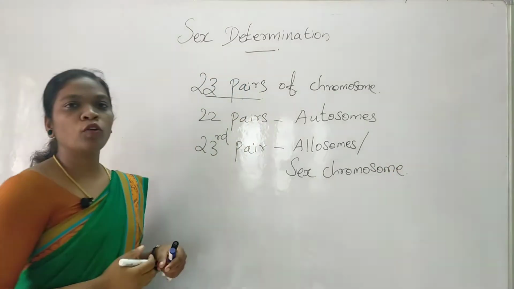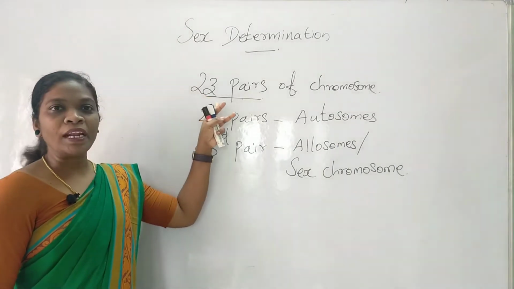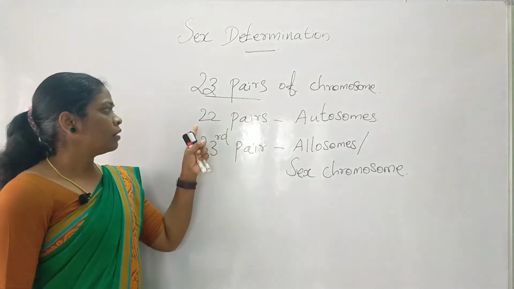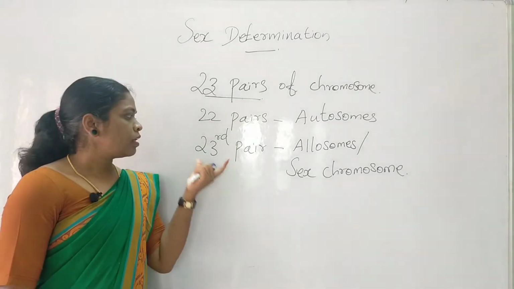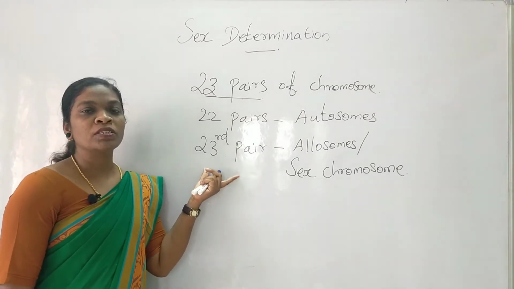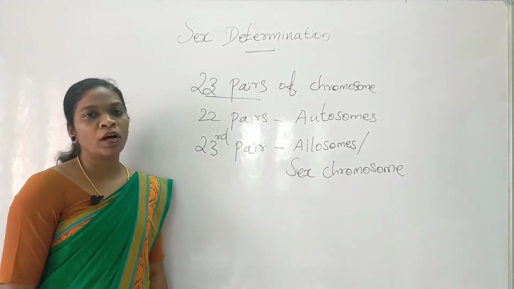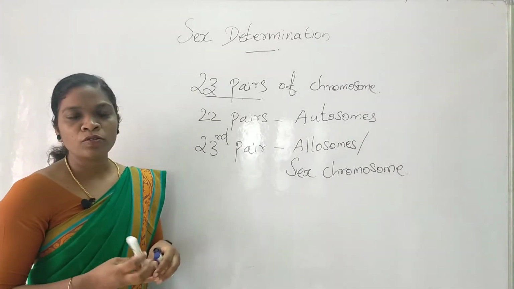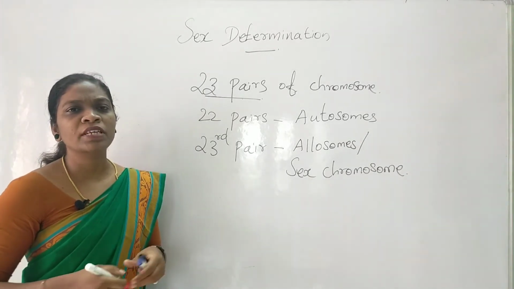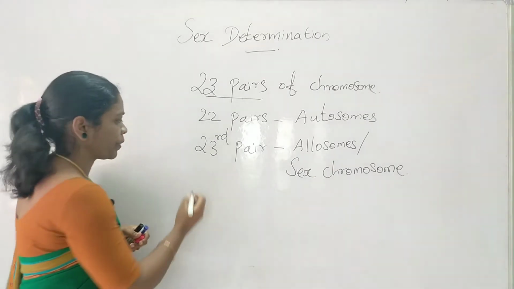So, there are two types of chromosomes present in human. There are totally 23 pairs of chromosome. The 22 pairs of chromosomes are known as autosome. The 23rd pair of chromosome, which differentiates male from the female, is known as allosome or sex chromosome. Then how do they differentiate the sex? We'll go into detail by learning two more terms.